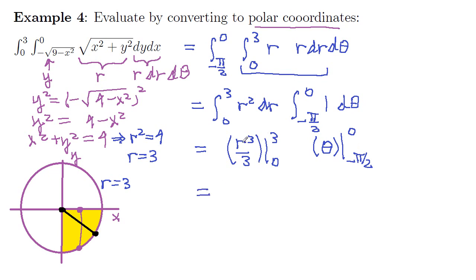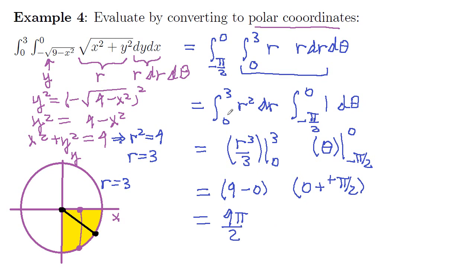So if we plug our 3 in there, 3 cubed is 27, divided by 3 is 9, minus 0 cubed over 3, so it's just 9 minus 0, 9. And then let's see here, plug in 0, negative pi over 2, and subtract. So that'll be 0 minus negative pi over 2. So this is just going to be 9. Double negative here is going to make a positive 9 times pi over 2. So 9 pi over 2. And we got it. So that one went quick.